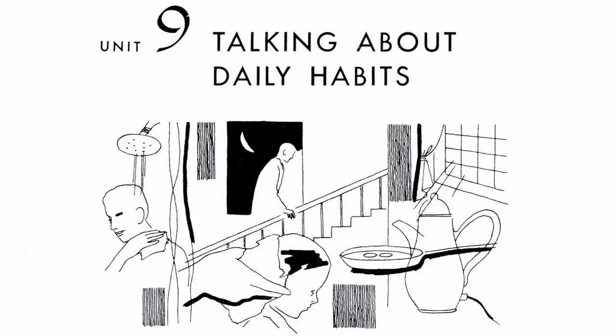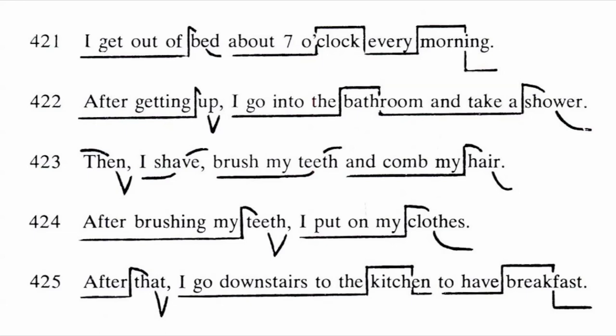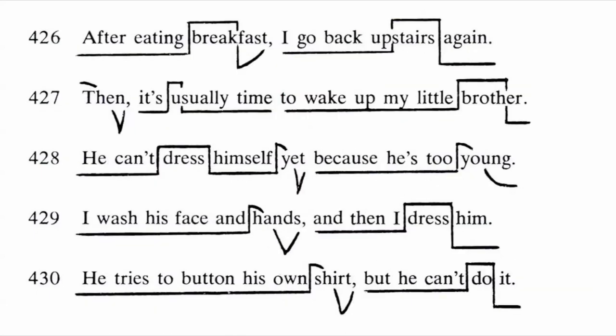Talking about daily habits. I get out of bed at about 7 o'clock every morning. After getting up, I go into the bathroom and take a shower. Then I shave, brush my teeth, and comb my hair. After brushing my teeth, I put on my clothes. After that, I go downstairs to the kitchen to have breakfast. After eating breakfast, I go back upstairs again.